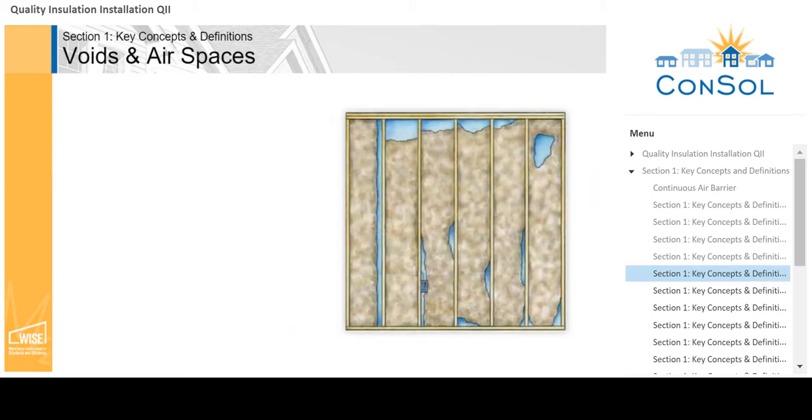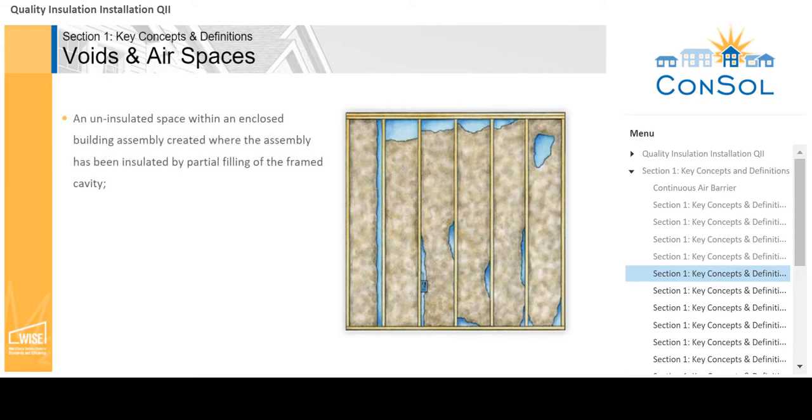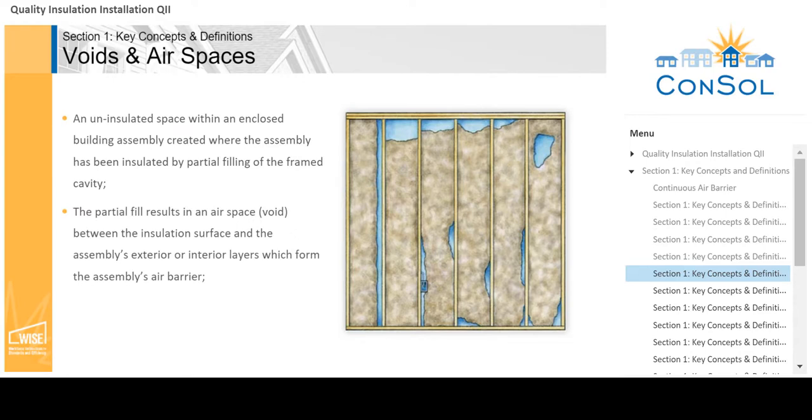Voids in air spaces can be caused by many different things. The primary reasons are an uninsulated space created by partial filling of the framed cavity and excessive compression. The insulation should be installed in such a way that it is in contact with all six sides of the cavity: front, back, top, bottom, left, and right. Any area where the insulation is not in contact is a void or an airspace.